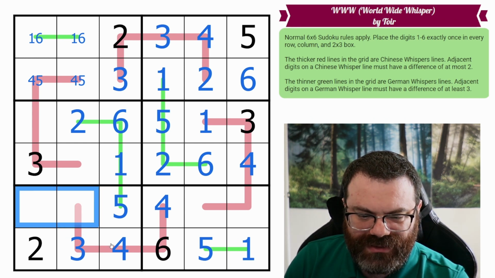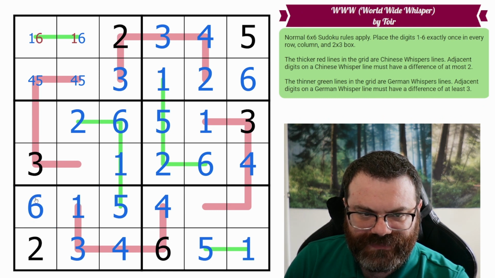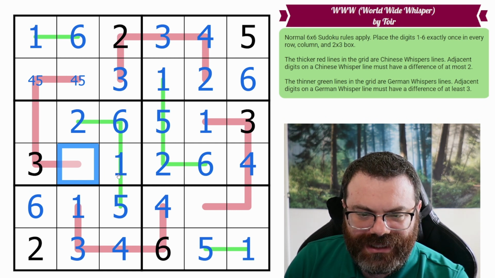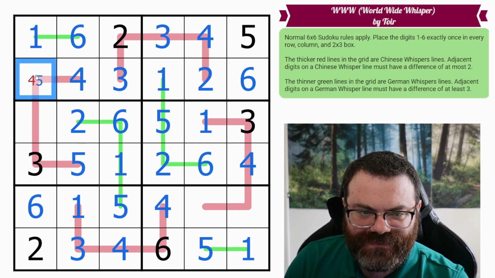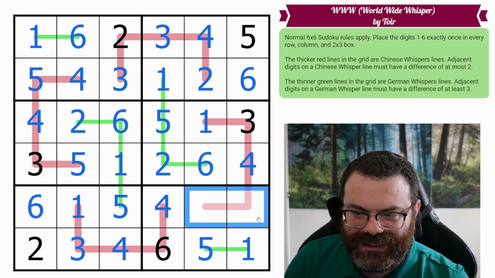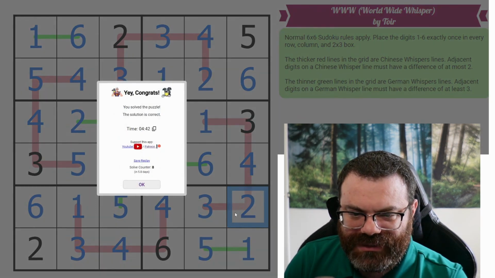For this box, we need a 1 and a 6. 6 is too far, so that's a 1. That's a 6. That's 1 and 6. This is flowing nicely. Always something to find. That's a 5. That's 4 and 5. This is a 4. And these two are 2 and 3. And we're done. Very nice.